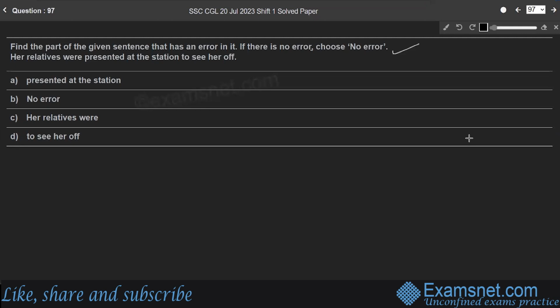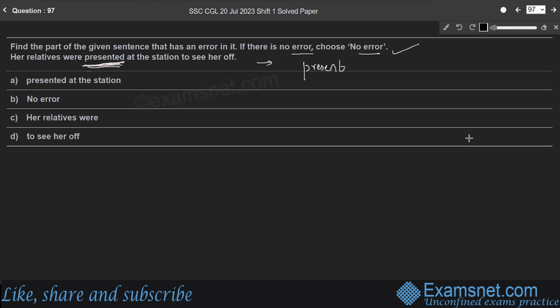Question 97. Find the part of the given sentence that has an error in it. If there is no error, choose the no error option. Here the sentence is, "Her relatives were presented at the station to see her off." Here the error is in the phrase "presented". So in this segment of the given sentence, there is an error. Instead of "presented", the proper word is "present", right? So, "her relatives were present at the station."